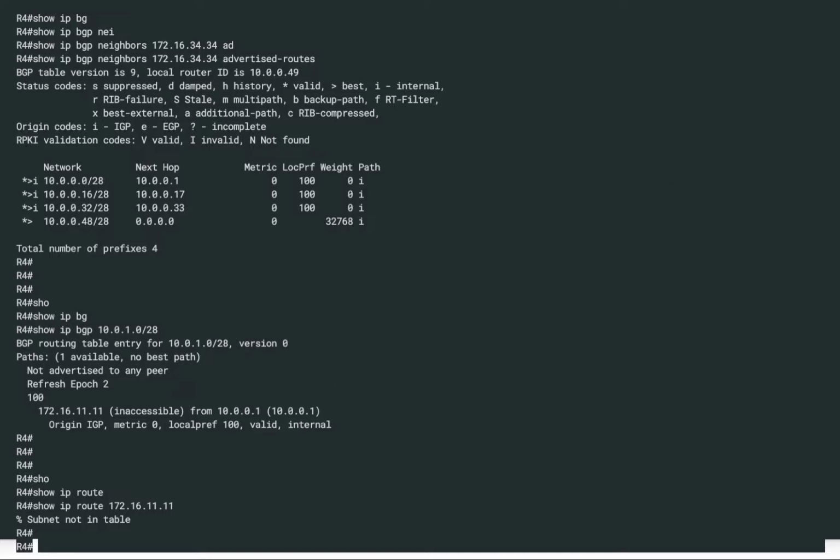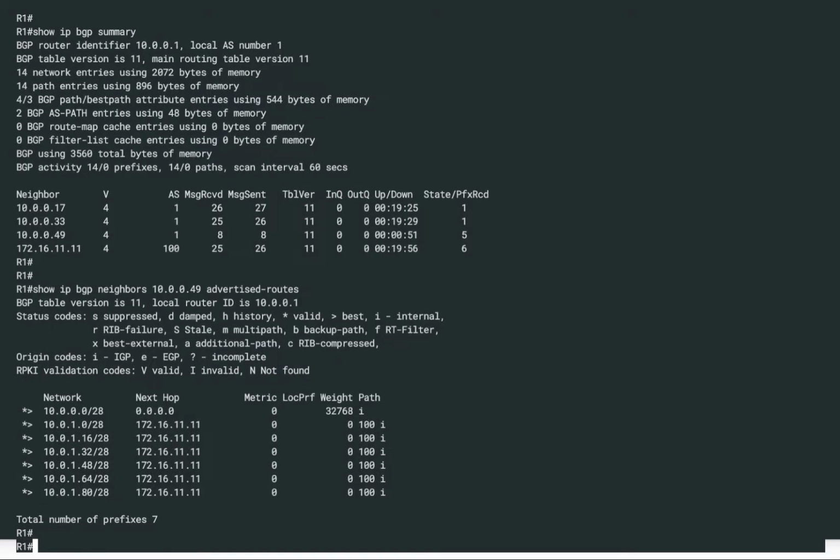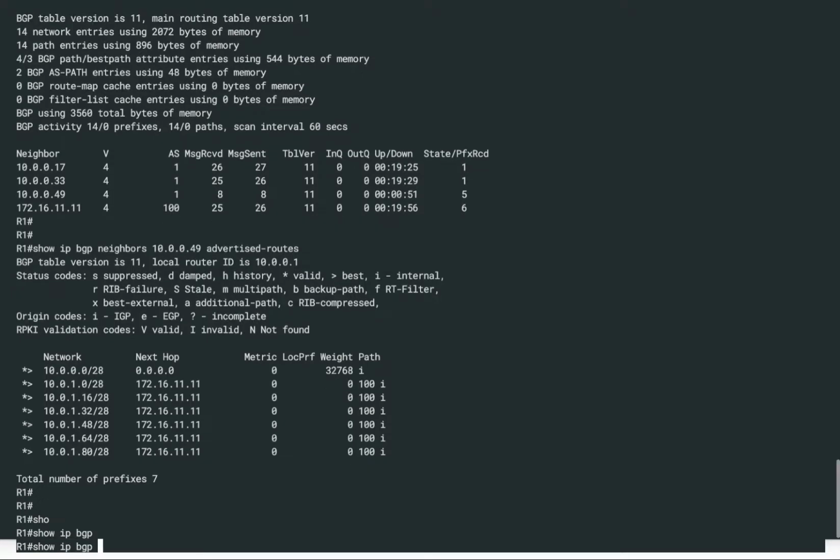But let's go back and take a look at R1. We know R1 is the one who received these routes from AS100 and was responsible for advertising them towards the rest of the 3 iBGP peers, R2, R3, and R4. Now, is R1 able to resolve this? So we can go ahead and take a look at the same thing.